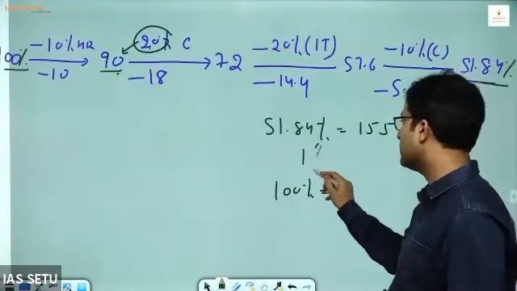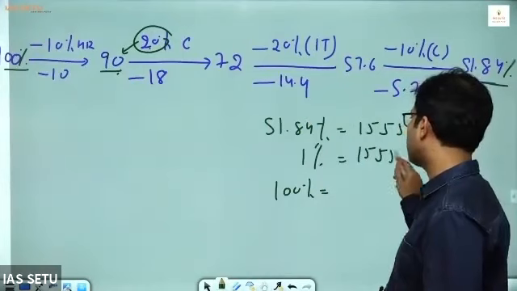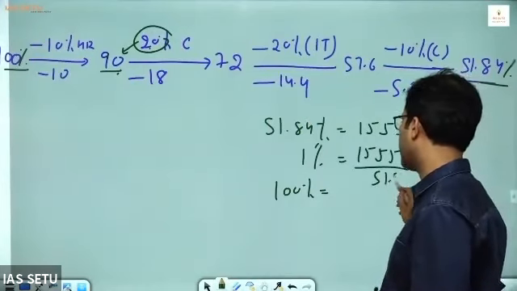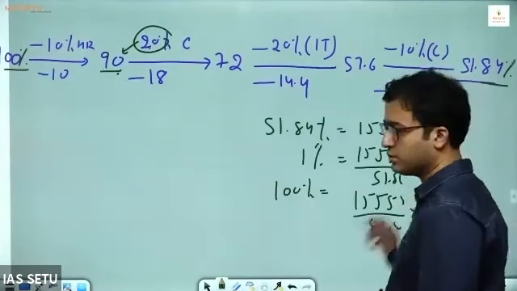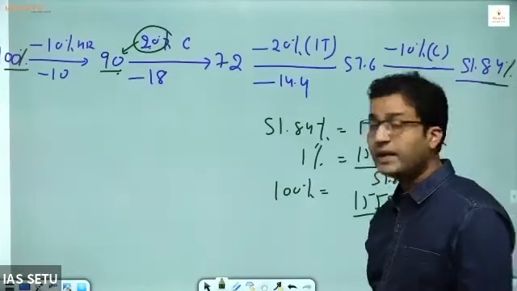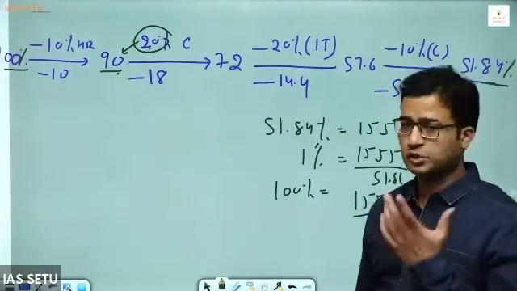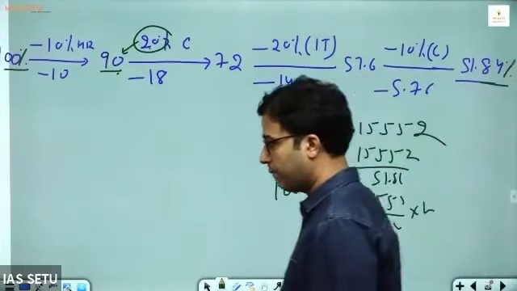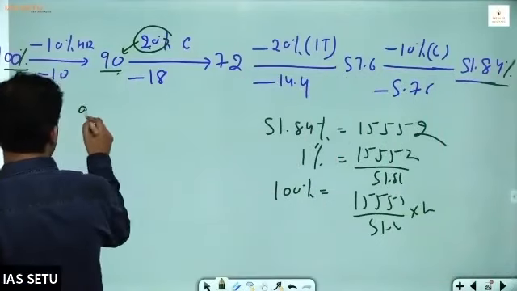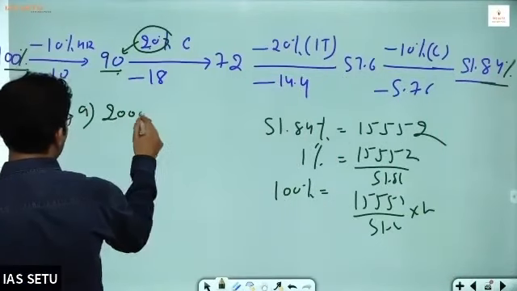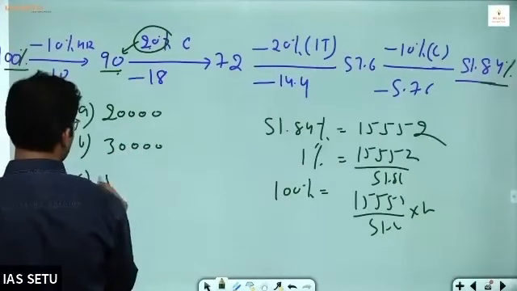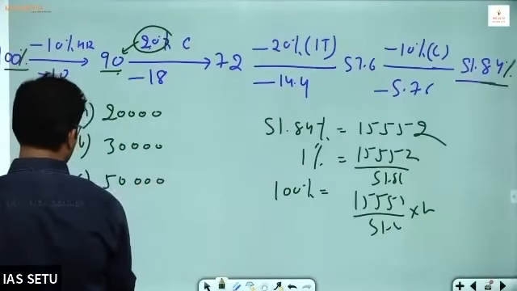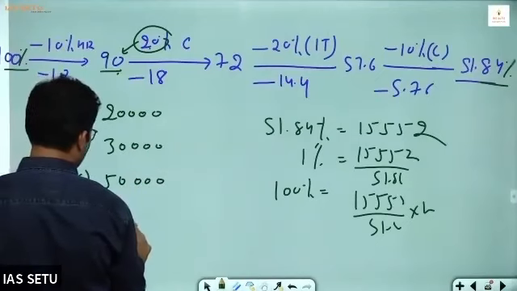51.84% is this, 1% is 15,552 upon 51.84, 100% is 15,552 upon 51.84 into 100. But it will be time consuming. Now here there are answer options given. Answer option A 20,000, answer option B 30,000, answer option C 50,000, answer option D cannot be determined.